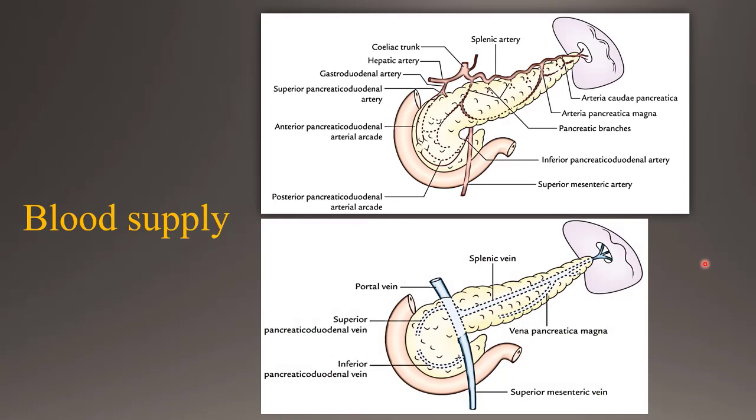Venous drainage is finally into portal vein. Body and tail, anyway, they are draining into splenic vein, the veins from the pancreas, and upper part of the head is draining through superior pancreaticoduodenal vein directly into portal vein, and lower part of the head and uncinate process, they are draining into superior mesenteric vein. Remember, inferior mesenteric vein joins the splenic vein, and splenic vein and superior mesenteric vein join to form portal vein.